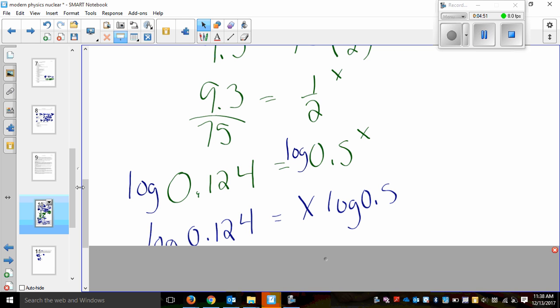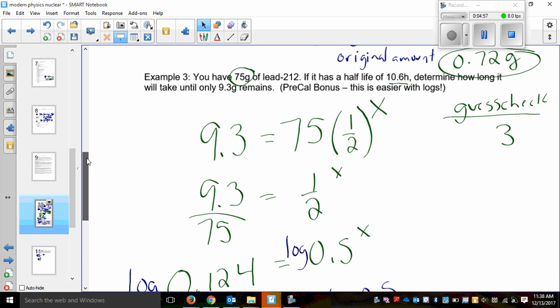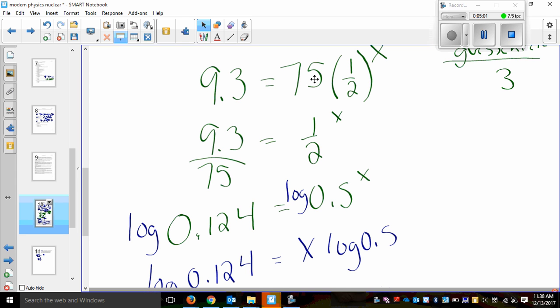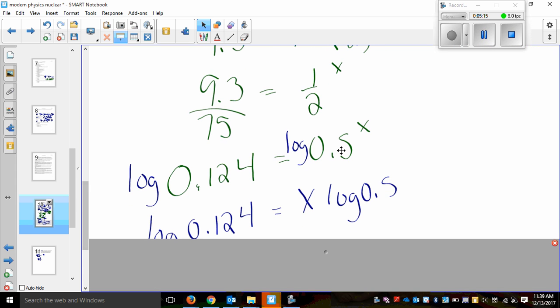Okay, I'm going to show you how to do this using logarithms for those of you who have used logarithms or those of you that might be interested. So what we do is we divide both sides by 75. Then we take this number, 0.124, which is those two divided. And we take the log of both sides. So those of you in pre-cal should say, okay, I see this. Log laws say if the exponent's up here, that's the same as x log 0.5.